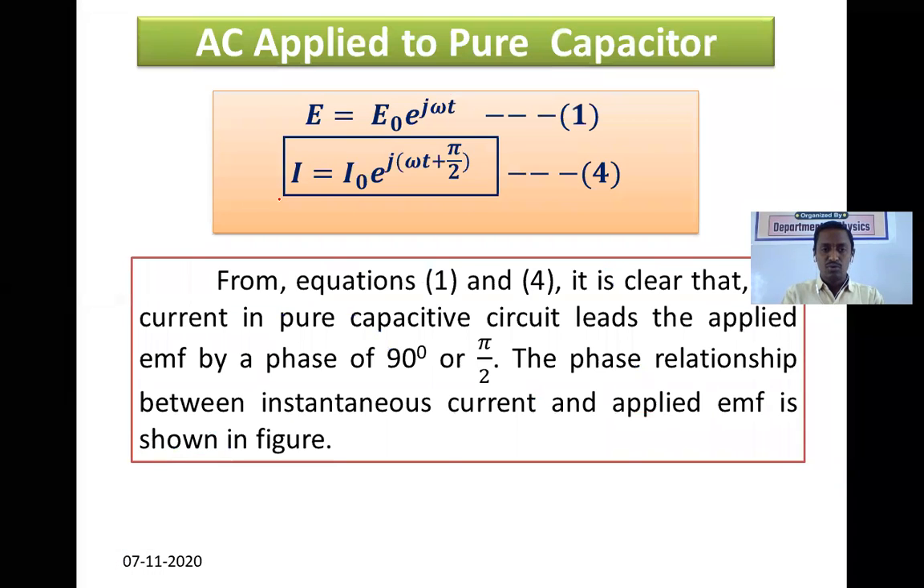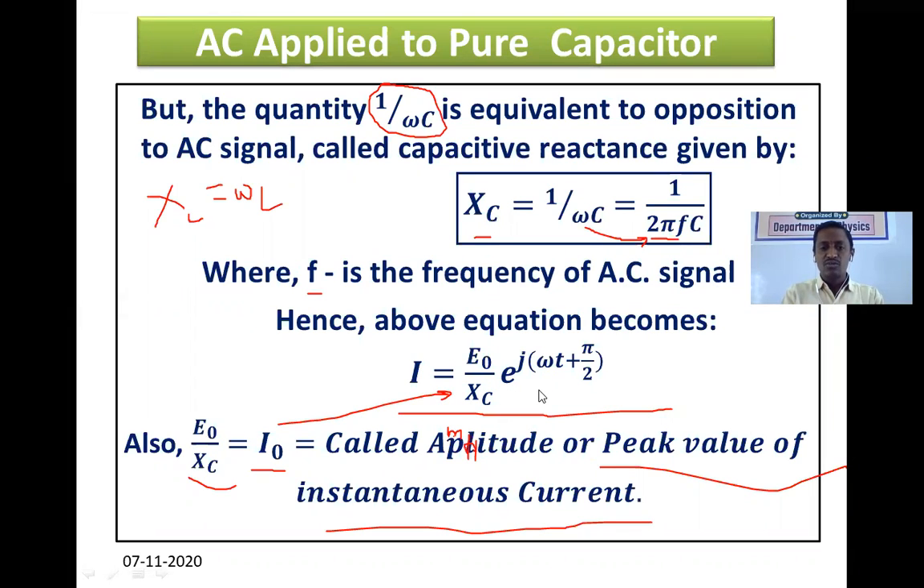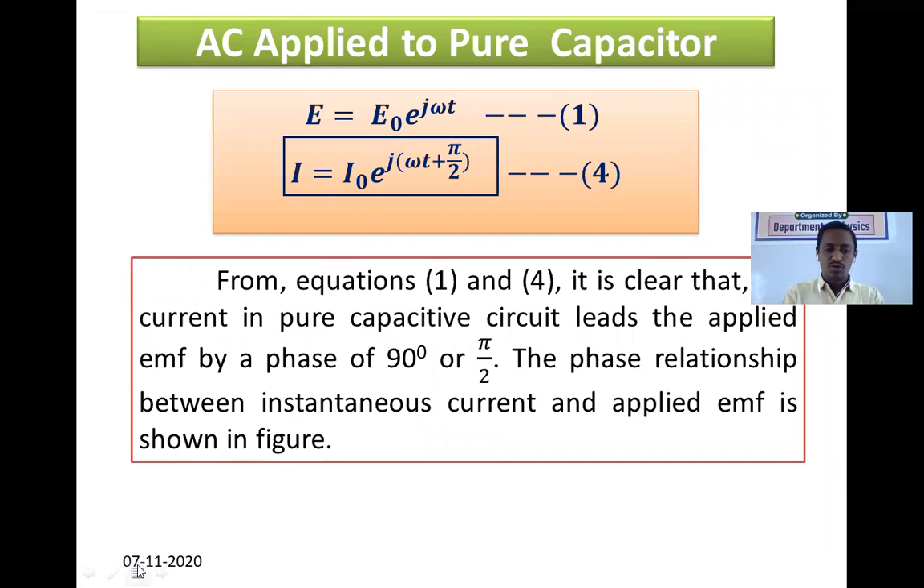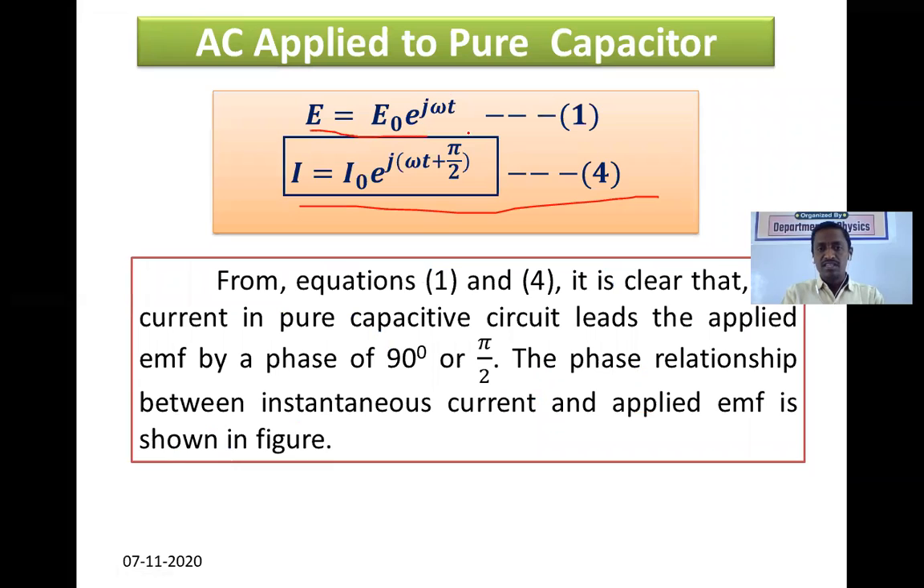Here I have directly substituted this quantity in the above equation. So the equation will be I equals I0 e to the power j omega t plus pi by 2. Okay, so it is our equation number 4. So equation 4 is the value of instantaneous current developed in the circuit. Again, I have mentioned here equation 1, which is our applied AC voltage.